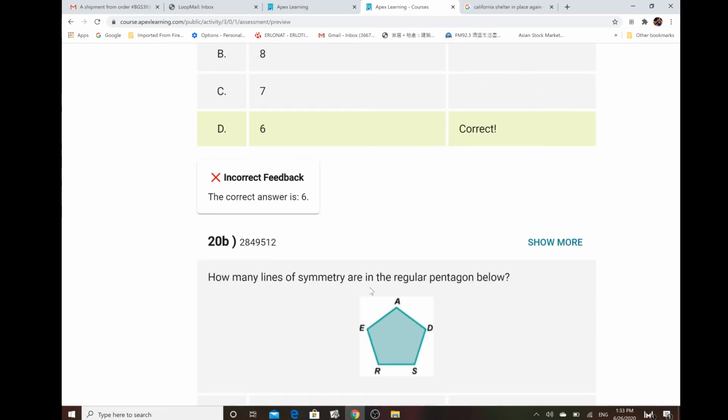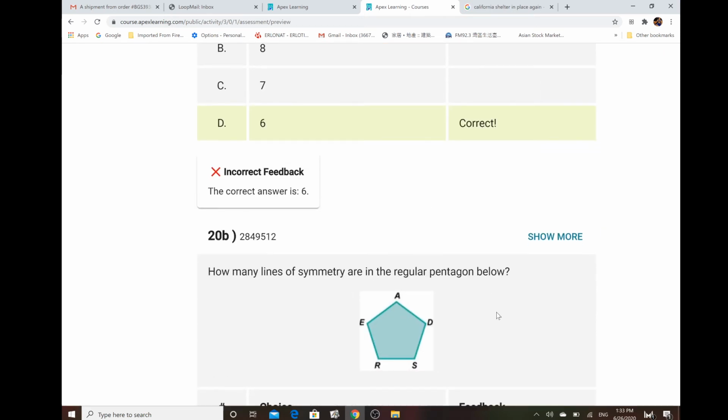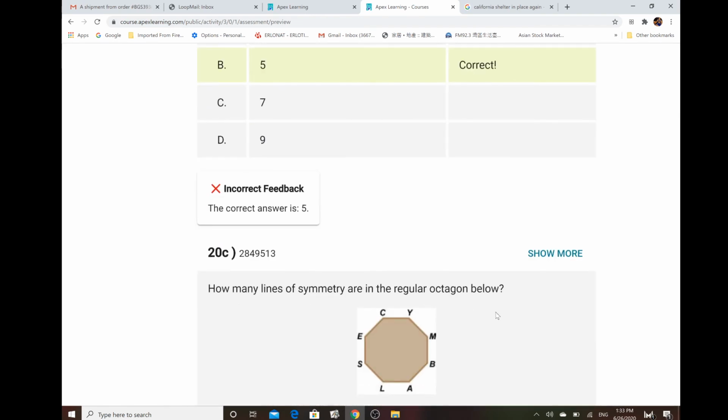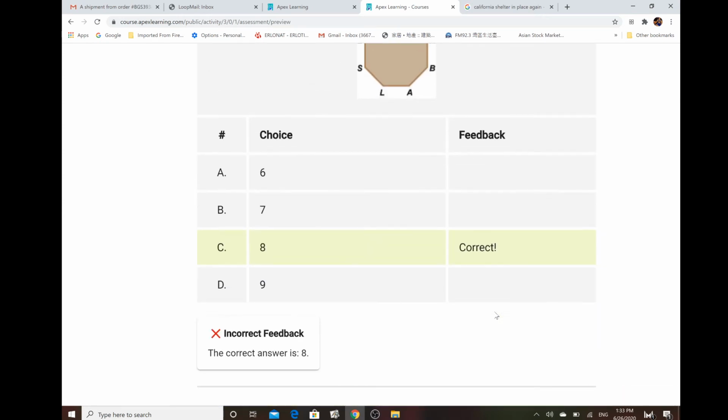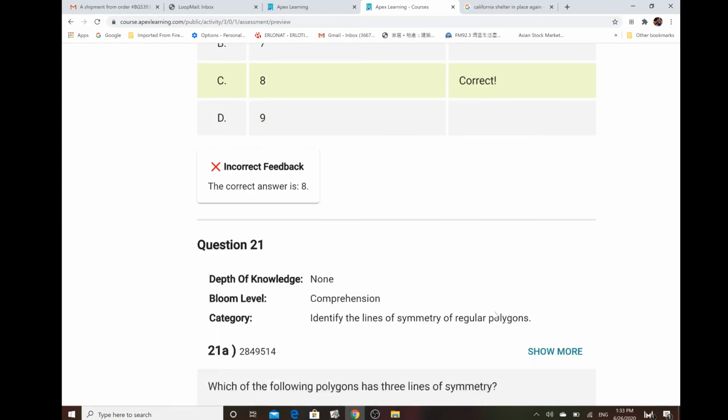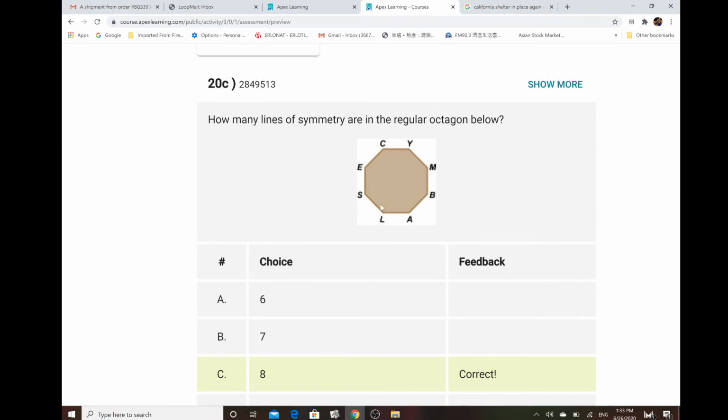And how many lines of symmetry are in the regular pentagon below? 5. Pentagon, so a 5-sided figure. Octagon, lines of symmetry, 8 of them. If you just set up the line of symmetry at the midpoint of one pair of aligned segments, you'll see that they're all considered a line of symmetry. Again, they're all located right at those midpoints of the line segments.